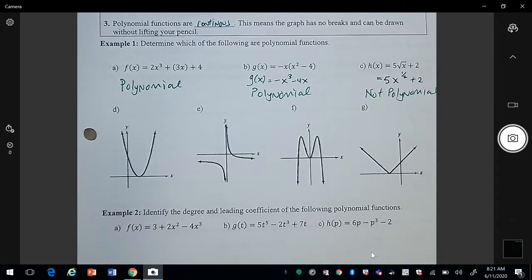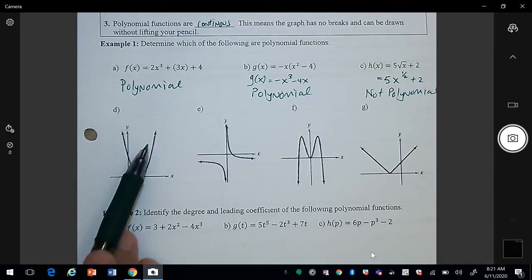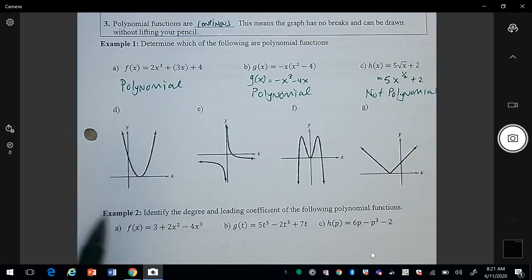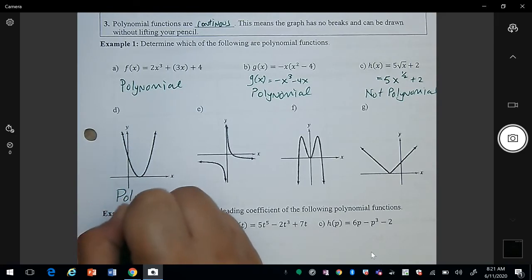Letter D, we are given a graph. In the definitions, it says that a polynomial is smooth with no sharp corners and that you can draw it without lifting your pencil. So this parabola is smooth, it doesn't have any sharp corners, and I can draw it without lifting my pencil. So this would be a polynomial.